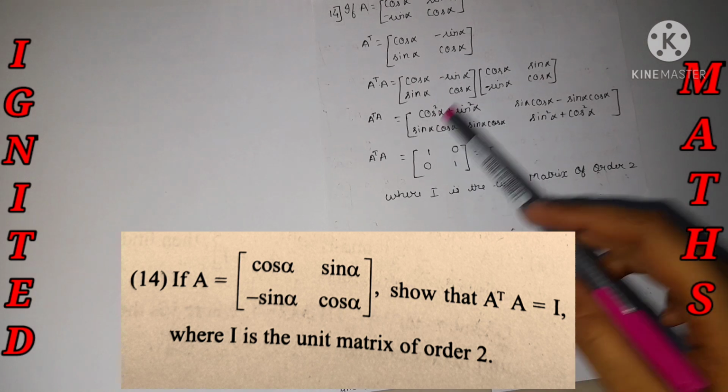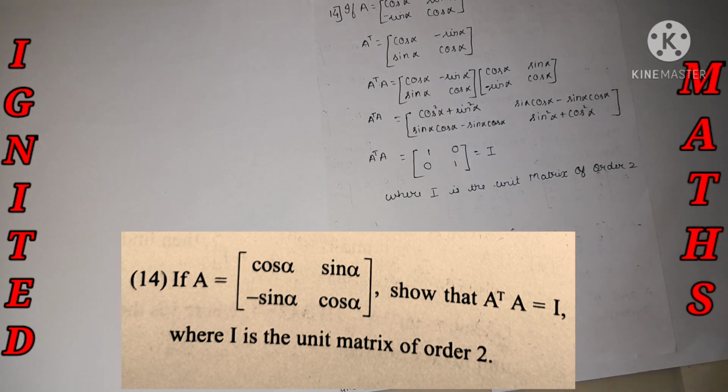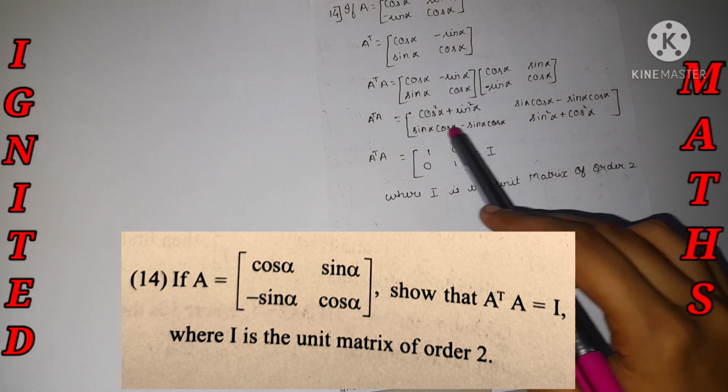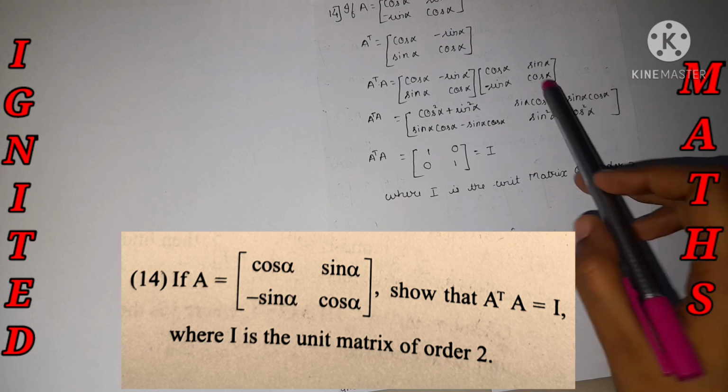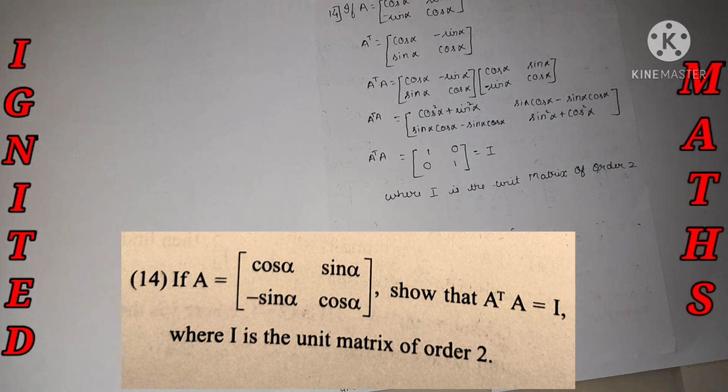And sin square alpha plus cos square alpha is nothing but 1 according to the trigonometric identities. Yes, and we have put the value, and over here sin alpha cos alpha minus sin alpha cos alpha, we need to cancel it, so it will be absolutely 0. So it's nothing but the identity matrix. That's what the question asks, where I is a unit matrix of order 2.